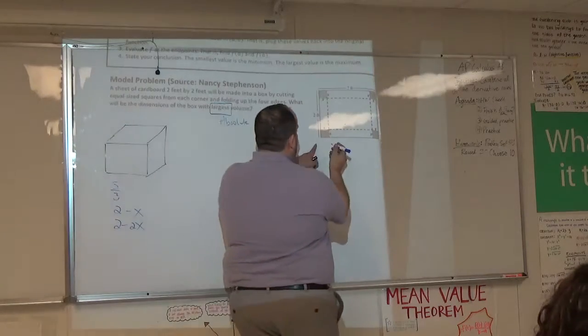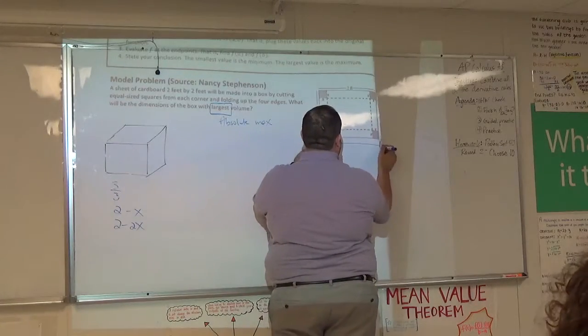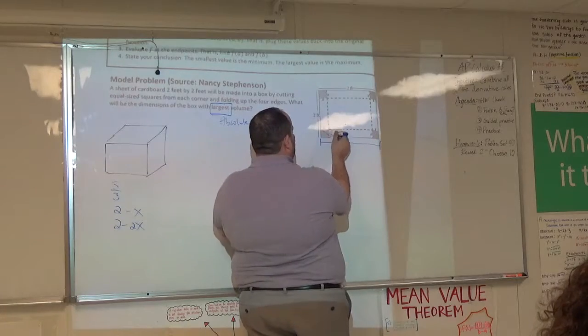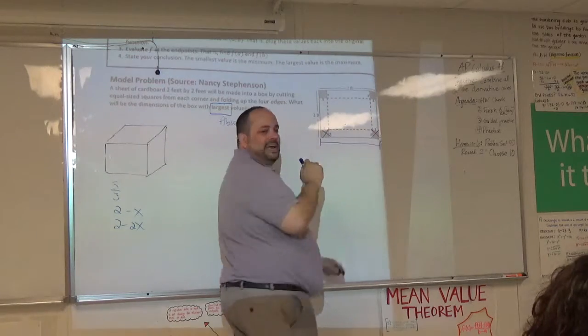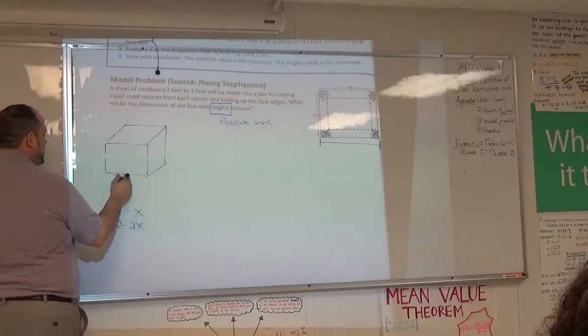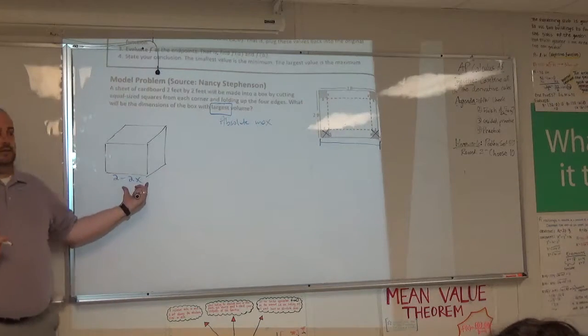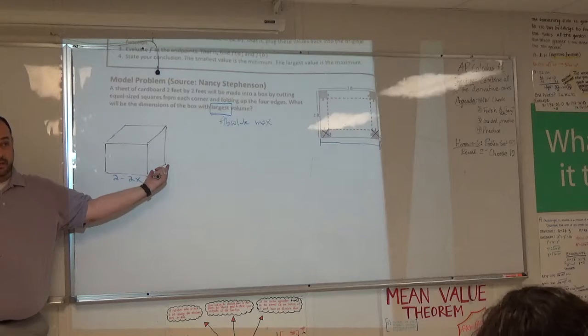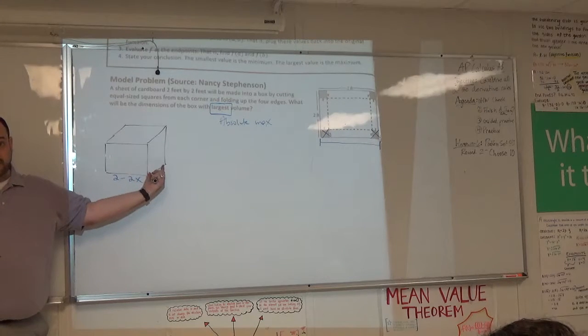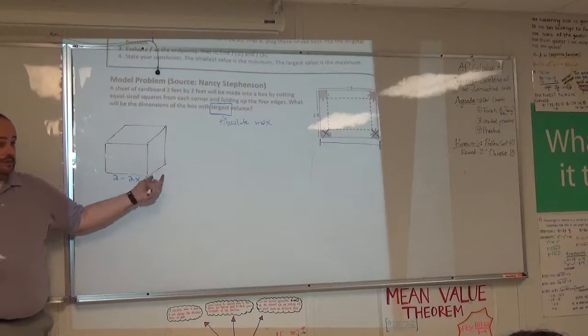Right, you're starting off, this whole length here is 2 feet, and you're knocking out this side here, and you're knocking out that side there. That's why the length has to be 2 minus 2x. That's the length. The width? The width is also 2 minus 2x.